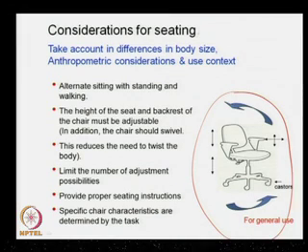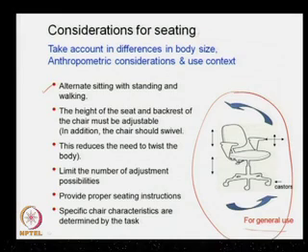Facility, height adjustability. The armrest also should have adjustability front, back and up, down, and the backrest also. So, these features are necessary for general use. Now, for a working condition, what should be the ideal usage of seats? It is said that alternate sitting with standing and walking is necessary to avoid a static load on the body.